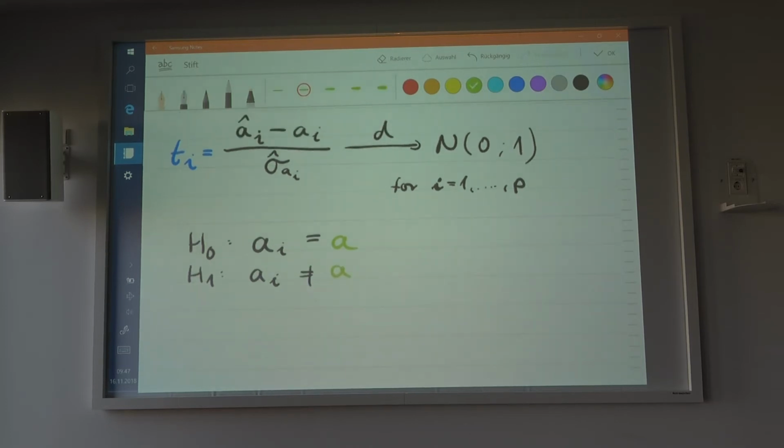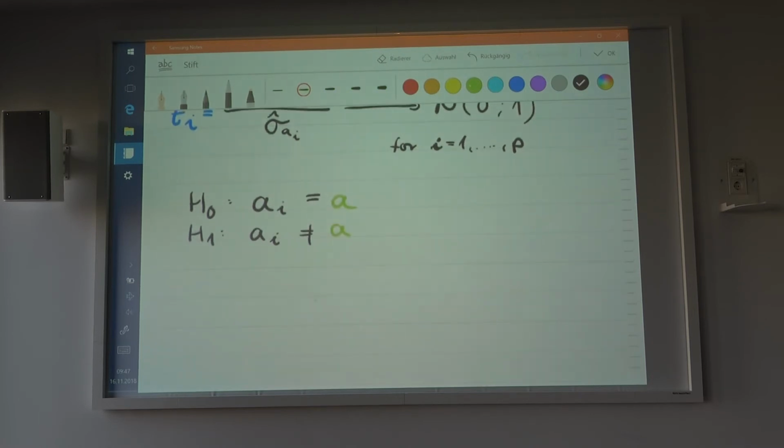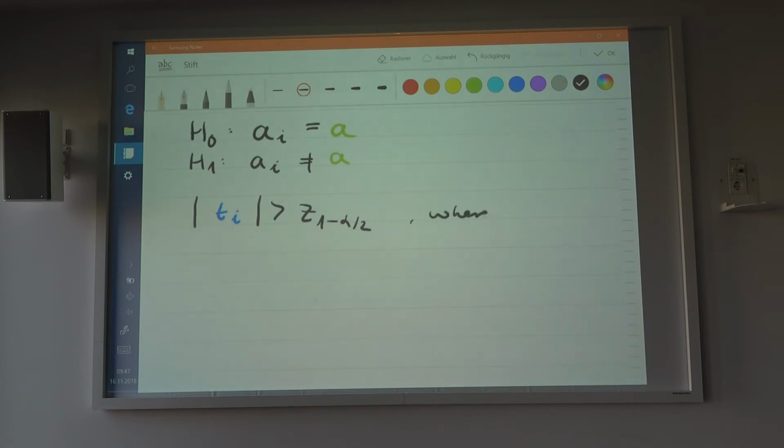Then, based on this asymptotic result, we can say that if the absolute value of the test statistic is greater than the 1 minus alpha half quantile of the standard normal distribution, where z 1 minus alpha half is the 1 minus alpha half quantile of the standard normal distribution, let me just explain this here.